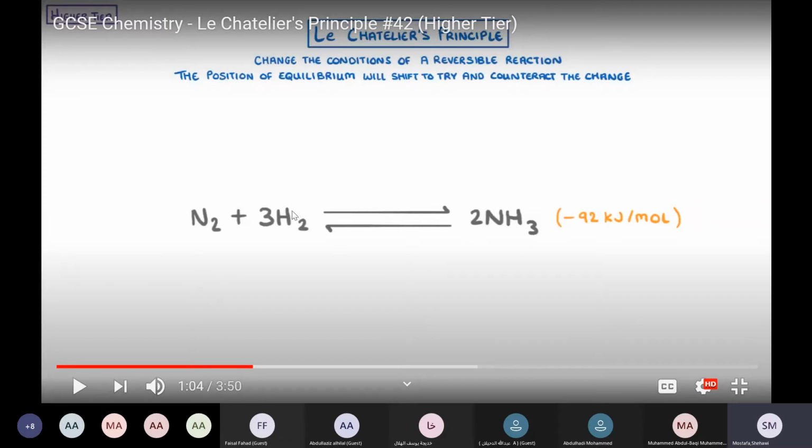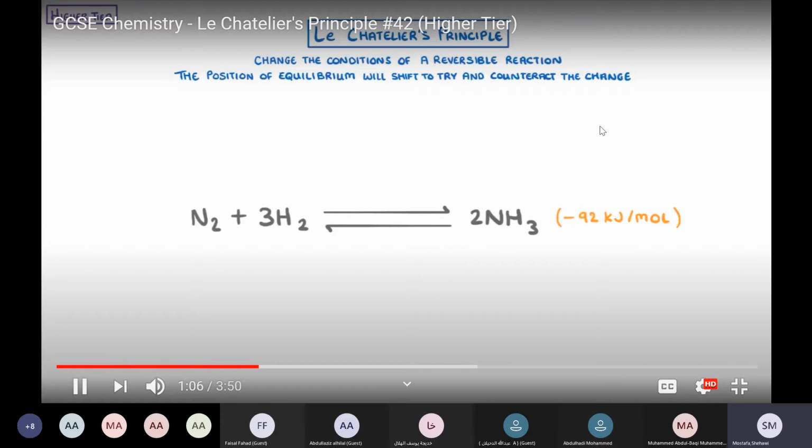The forward reaction has a value of negative 92 kilojoules per mole, which means that for each mole that is formed here, 92 kilojoules per mole of energy is involved. So what will this reaction do? Will it consume energy? Let's see that.